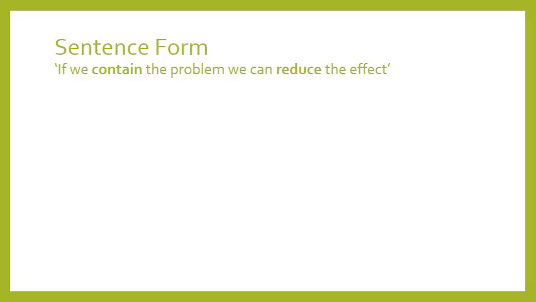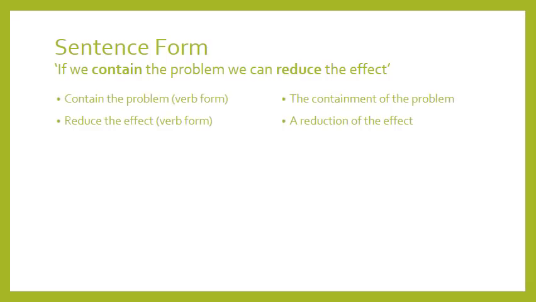What I want to do is change these verbs to nouns and show the relationship between them. So here we go. Contain, as we know, becomes containment. So contain the problem would become the containment of the problem. Reduce the effect, in its current form, would become a reduction of the effect. Now what I have is two separate nouns, the containment of the problem and a reduction of the effect, and I need to join them together.